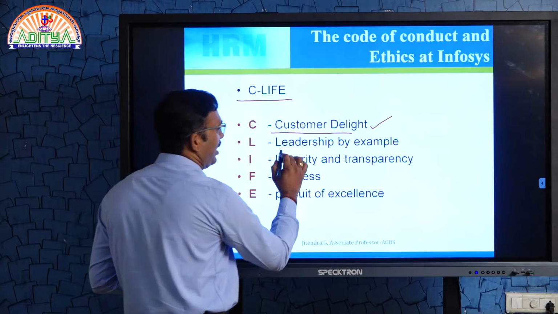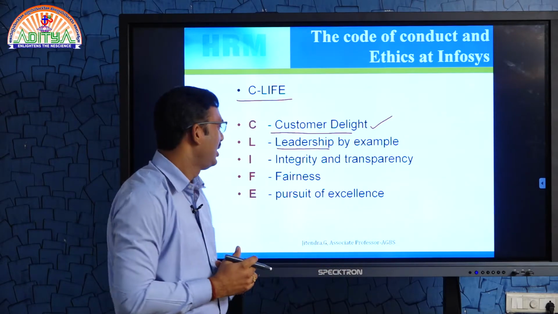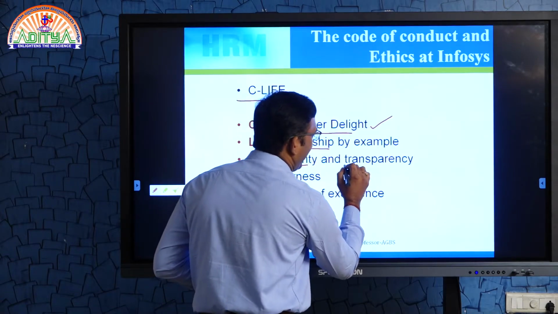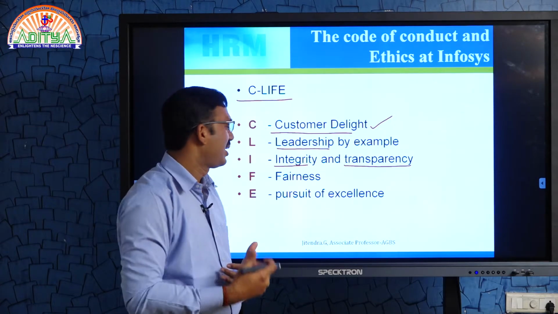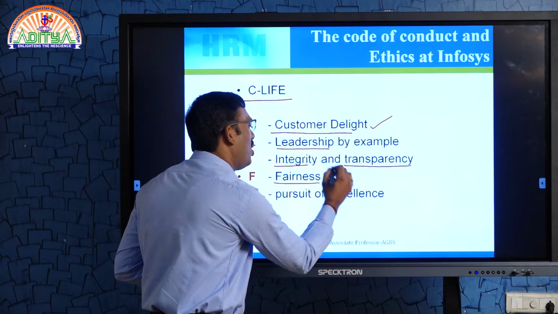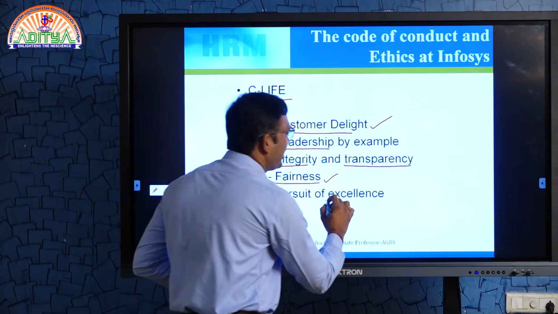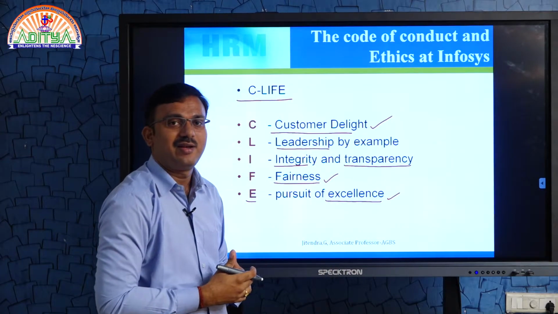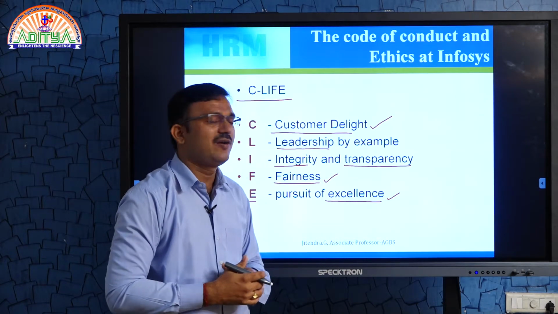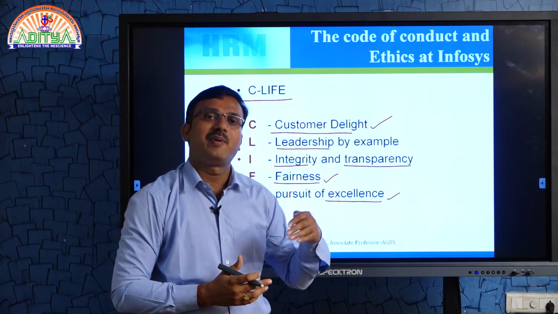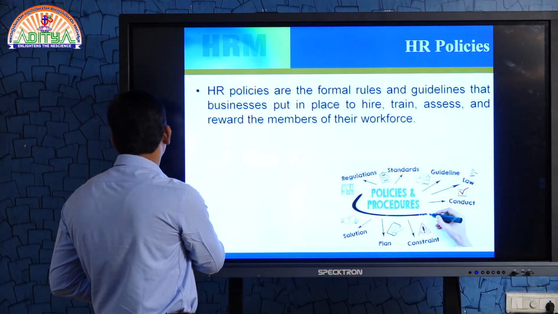Second, L stands for leadership by example. Whatever they are doing, ultimately they will show some kind of difference. And I stands for integrity and transparency. They should have due importance or relationship in the organization, and transparency in whatever they do in the company, with fairness. No unethical practices are followed in the company. And the last one, E, stands for excellence. They have well-trained people in the organization. With this C-LIFE code of conduct, Infosys has become number one in its particular business segment. And next we will see what the various HR policies are.